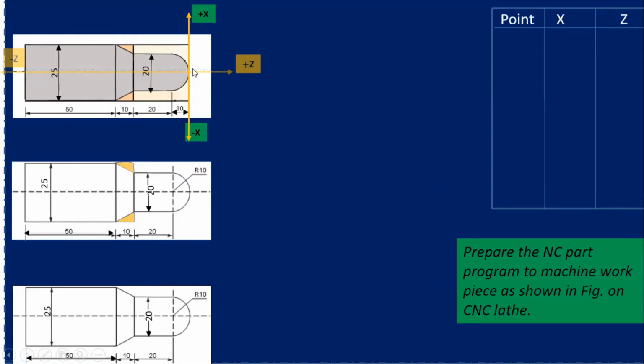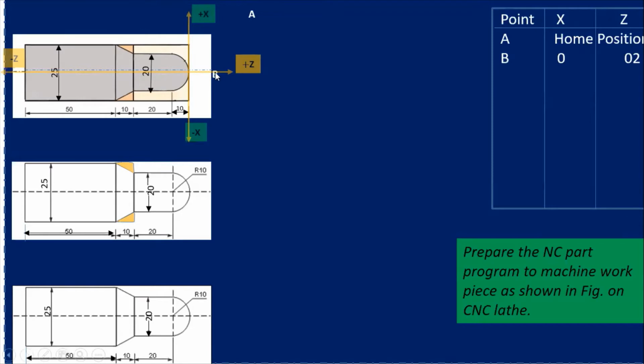The same way, when the tool moves away from the operator or from this origin, the coordinates will be positive along the x-axis. And when the tool moves below this origin or towards the operator, the coordinates will be minus. So let's see how. First we'll write the coordinates, and before that we'll give the program numbers. Here A is the first point, where the tool will be at the home position.